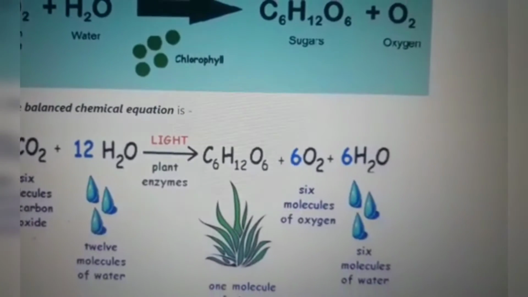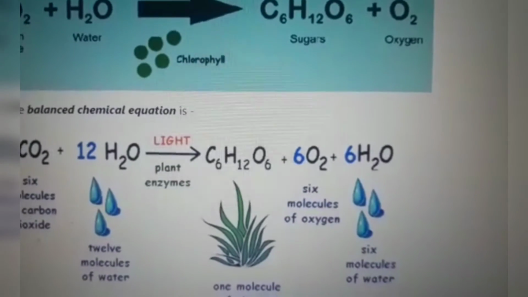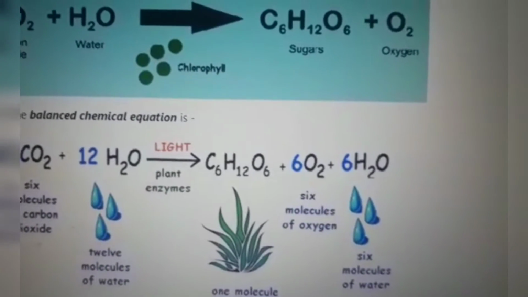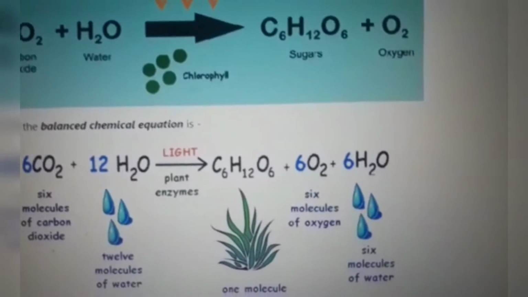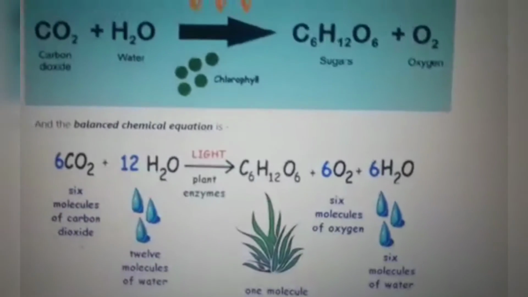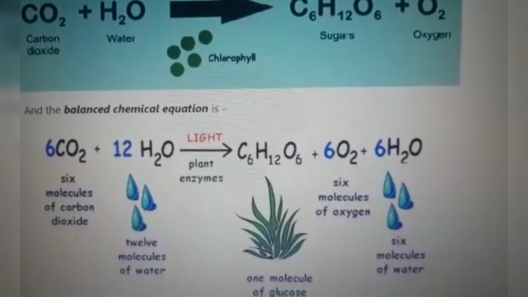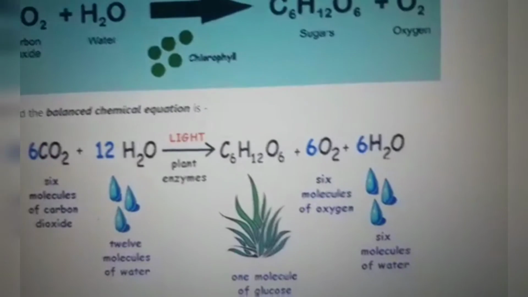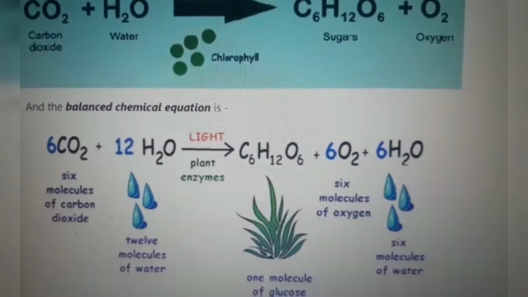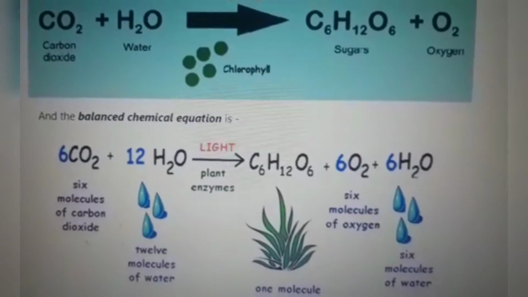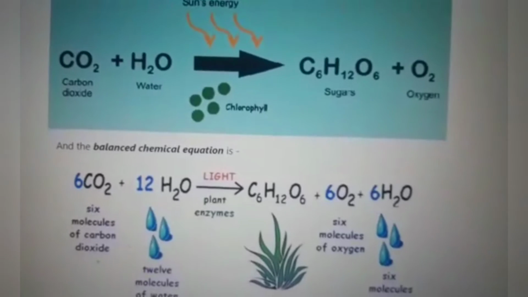6CO2 plus 12H2O, with the presence of sunlight and chlorophyll, gives C6H12O6 plus 6O2 plus 6H2O. Okay, this is very, very important. You noted the balanced chemical equation: 6CO2 plus 12H2O, with the presence of sunlight and chlorophyll, we'll get C6H12O6 plus 6O2 plus 6H2O. Hope it is clear?